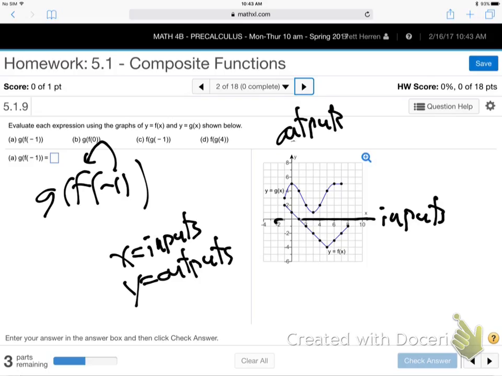So let's start with putting a -1 into the F machine. Look on the F graph and decide where, when you put in -1, here's -1. You get out right there. You get out a 2. 2 pops out. Wait, did I do that right?